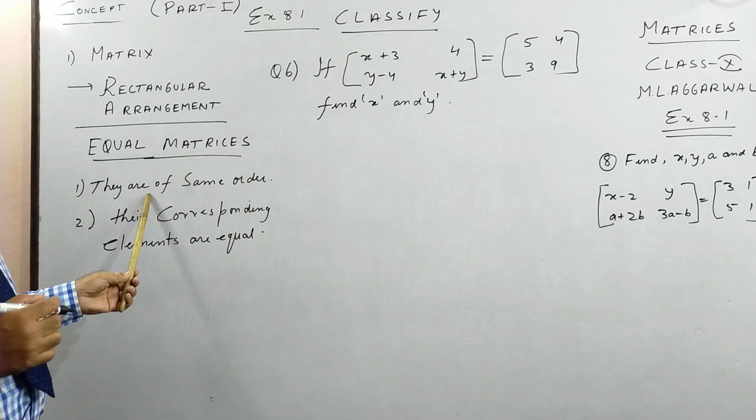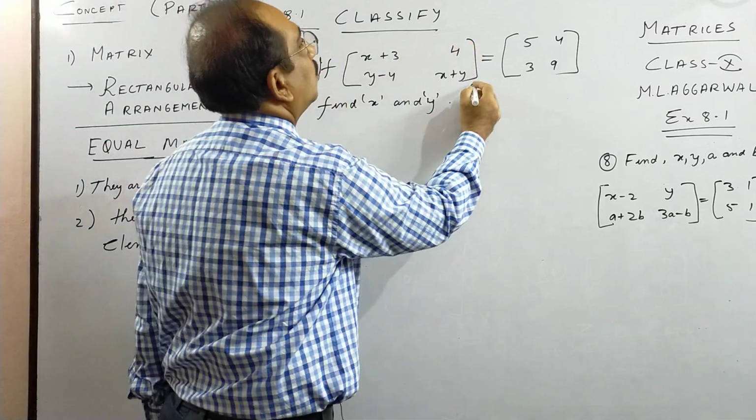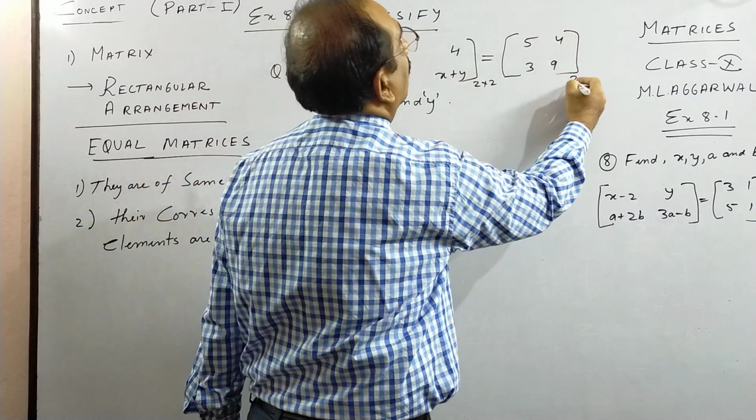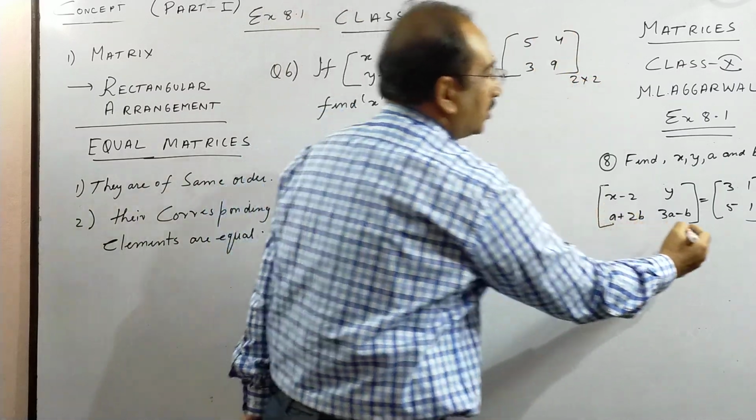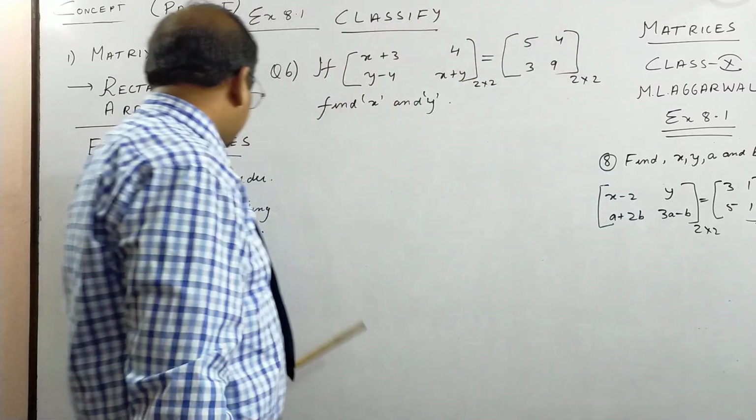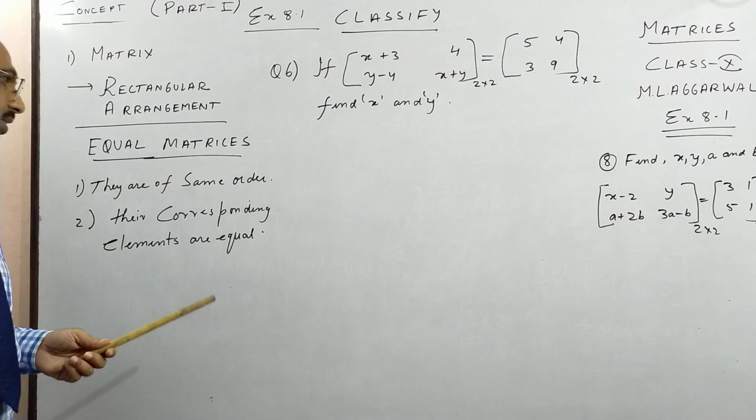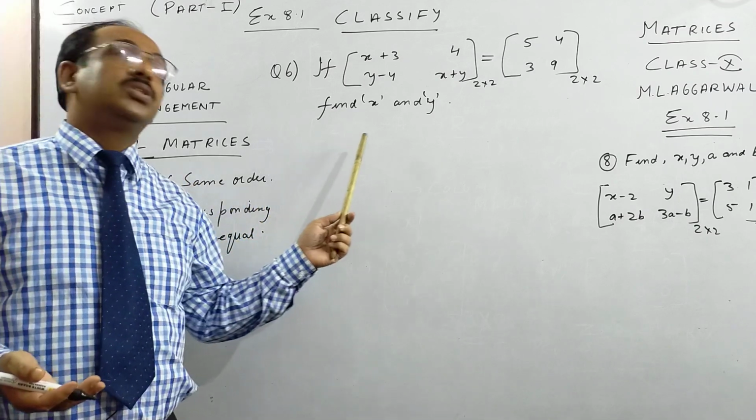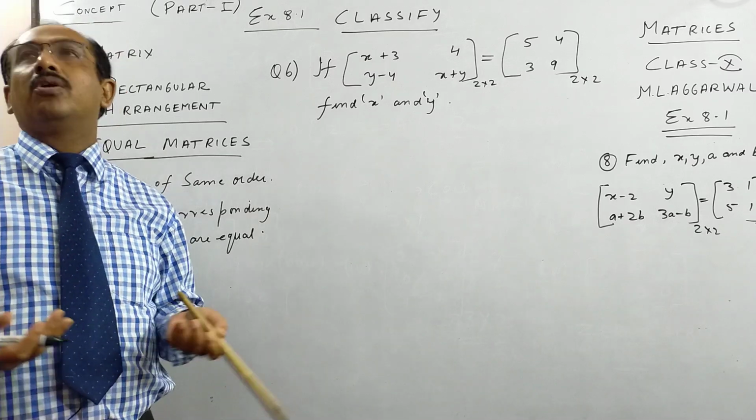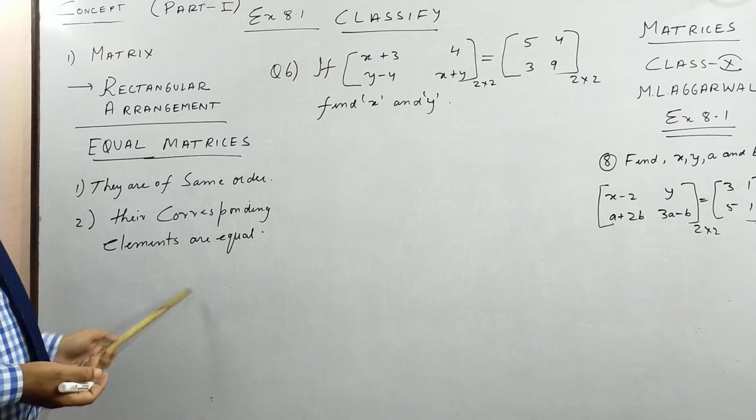First condition is that they should be of the same order. If you see, this is 2 row, 2 column. This is 2 by 2. So here also you see these are 2 row, 2 column. Now second thing, their corresponding elements are equal. So remember one thing, children, equal matrices means you should have 2 things. Then only they can be equal. One thing cannot be equal to itself. So their corresponding elements are equal.